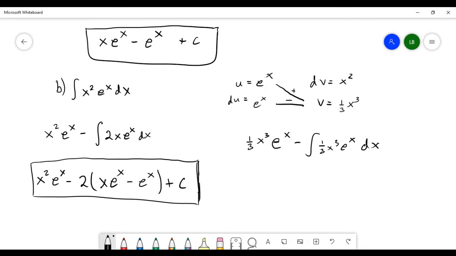But if we kept letting u equal to e to the x and dv equal to 1/3 x cubed, you can see that the exponent on this x would just be getting larger and larger. So we would just have to continue doing integration by parts infinitely on this term, and we would never end up actually getting our solution. That's why whenever possible, we want to let u be the term that goes to 0. Does that kind of make sense?